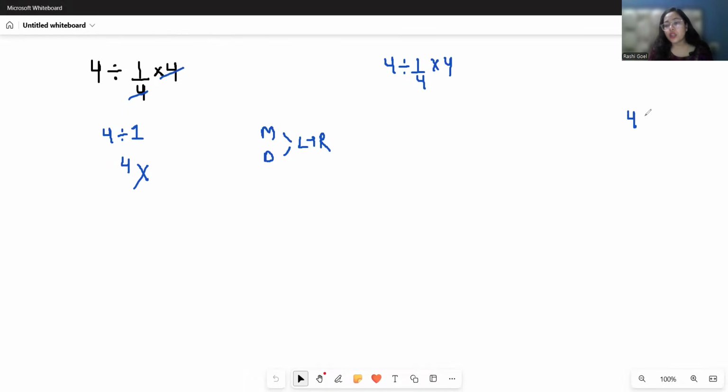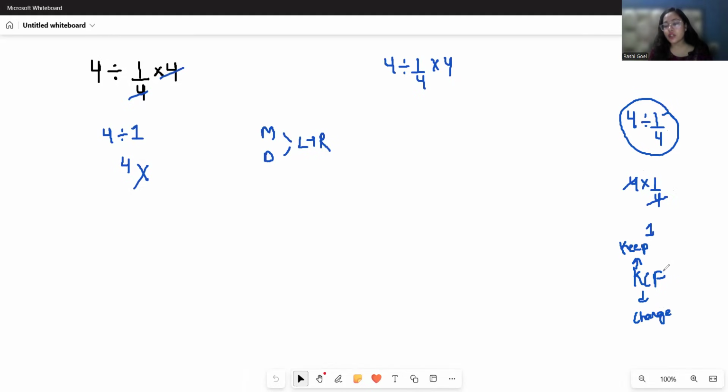So there are two things: 4 divided by 1 by 4, and 4 multiplied by 1 by 4. Both are different questions. In this case, 4 multiplied by 1 by 4, you can cancel it out and the answer is 1. But in this case, you have to follow the KCF rule. Here, K stands for keep, C stands for change, and F stands for flip.